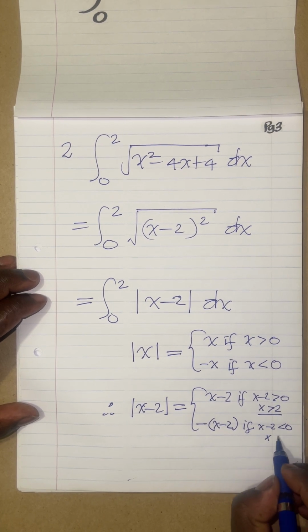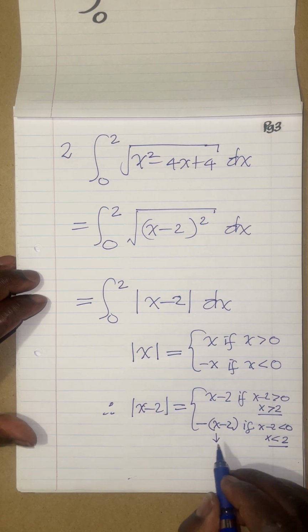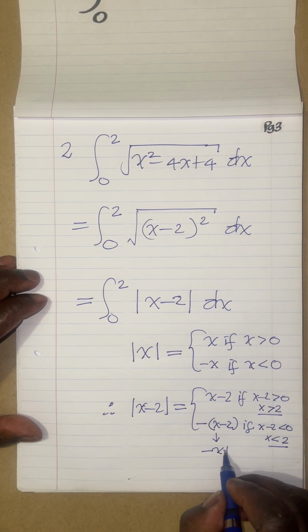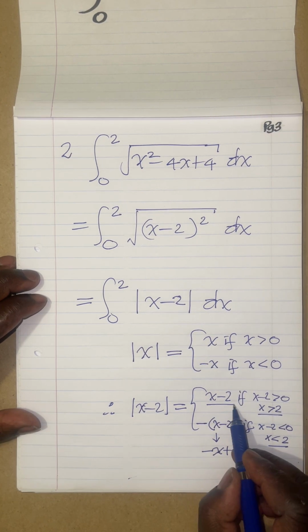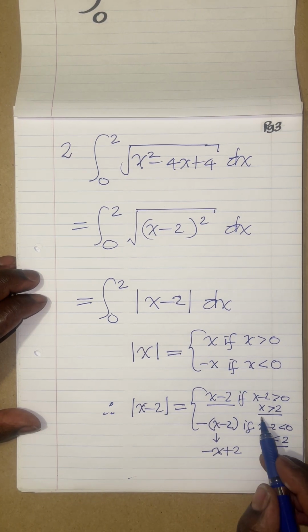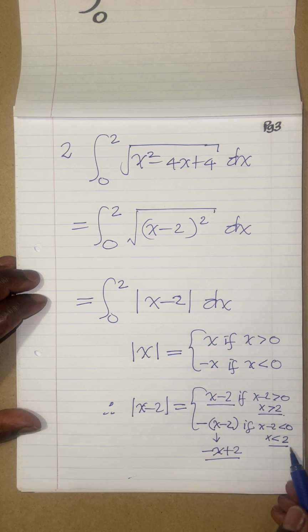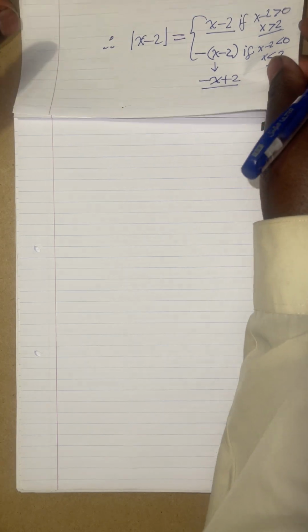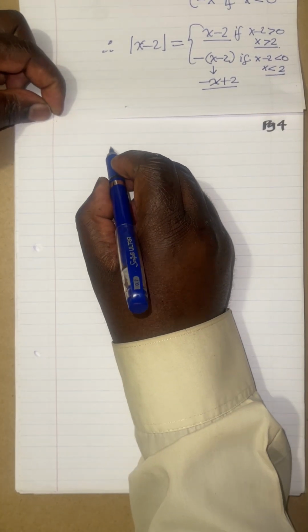And what does this mean? x is less than 2. Simplifying this part here, it gives you minus x plus 2. Now we have to plot the graph of y equals x minus 2 for x greater than 2 and y equals minus x plus 2 for x less than 2. Plotting those very simple linear graphs, you will agree with me that this is what we have.